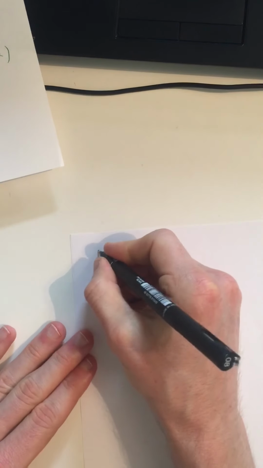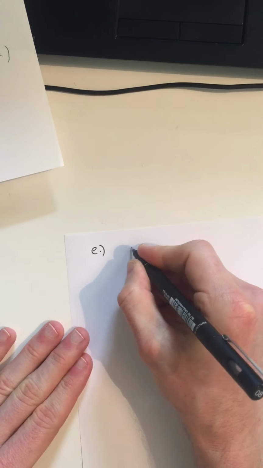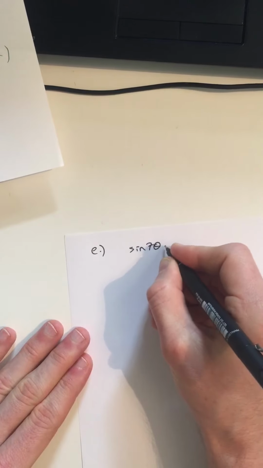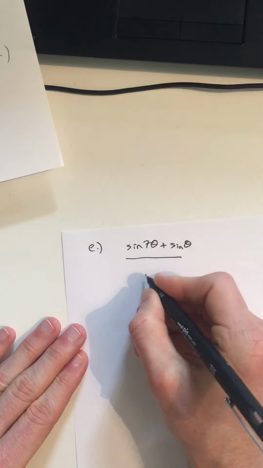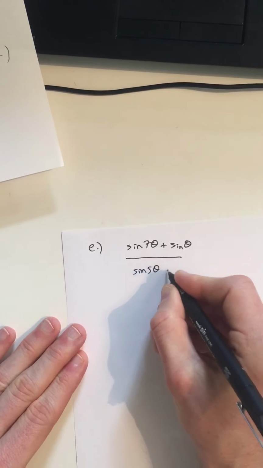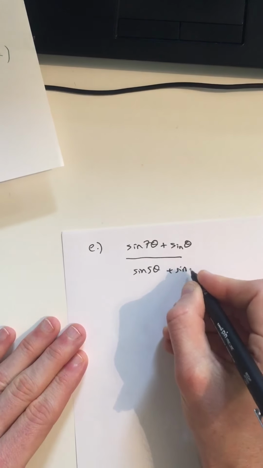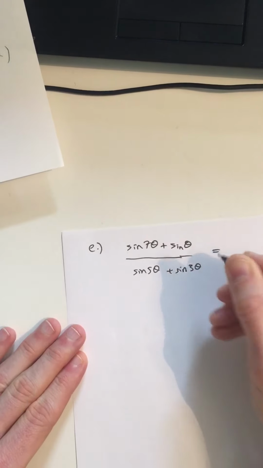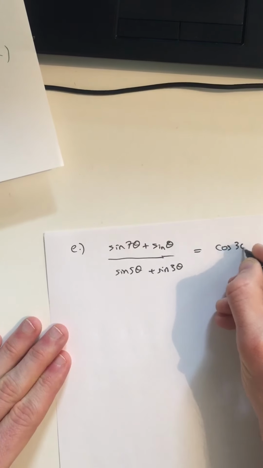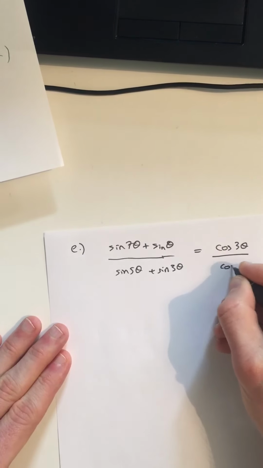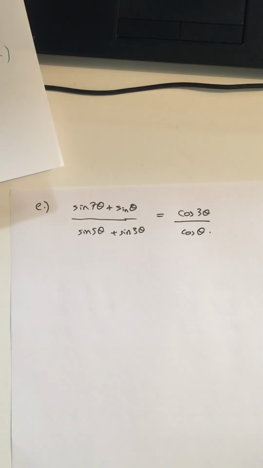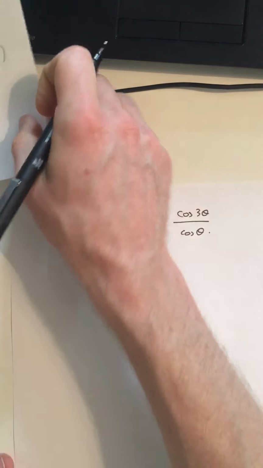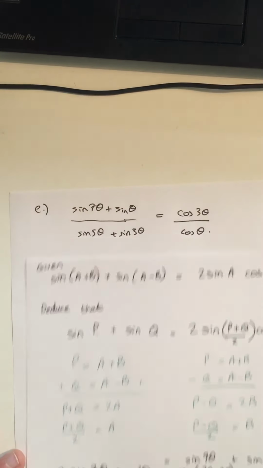We'll now move on to part E. Part E said to prove that (sine 7 theta plus sine theta) over (sine 5 theta plus sine 3 theta) is the same thing as cos 3 theta over cos theta. It's following on from the same rules we've been using before.